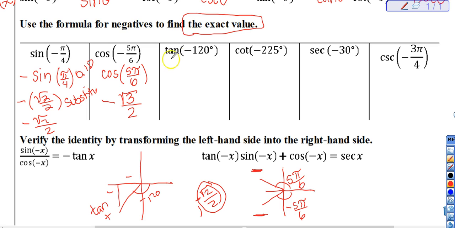So the tangent of negative 120 is equivalent to the negative tangent, or the opposite of tangent of positive 120 degrees. So using your trig function sheet, what's the value of the tangent of 120 degrees?